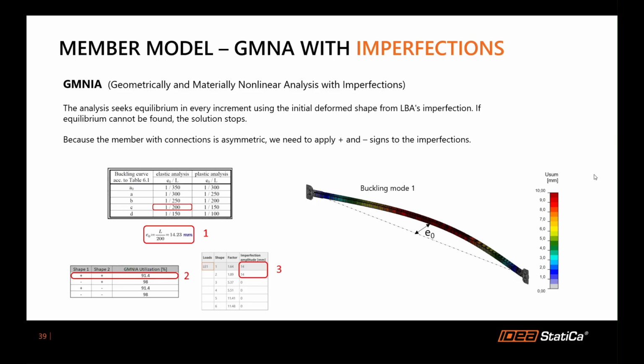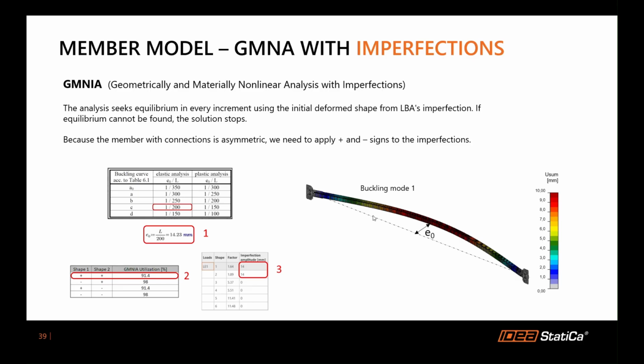Next, we are going to do the GMNIA with imperfections, where the analysis seeks equilibrium in every increment using the initial deformed shape from the LBA's imperfection. Now, if equilibrium cannot be found, the solution stops. Because the member with connections is asymmetric, we need to apply plus and minus signs to the imperfections, because we have seen the member is asymmetric because of the connections.